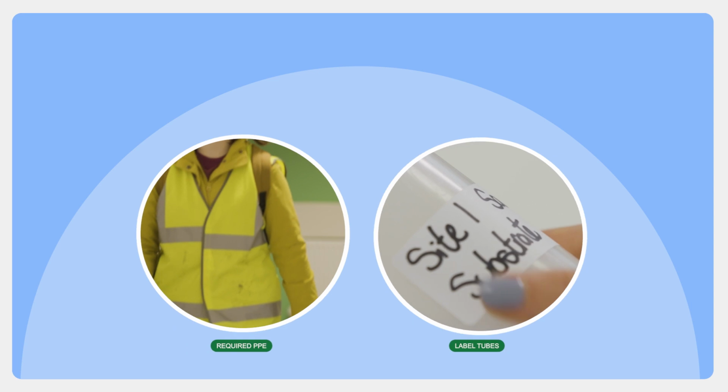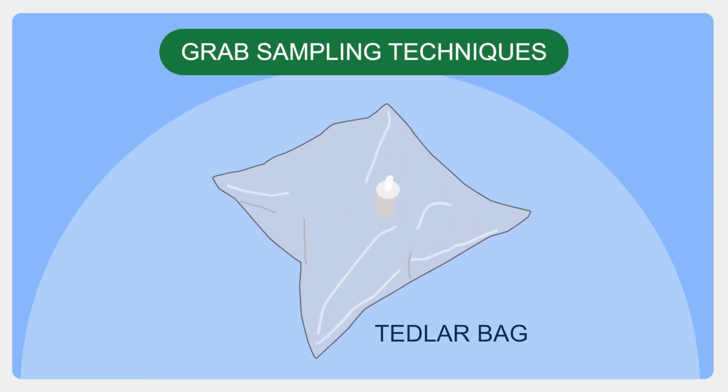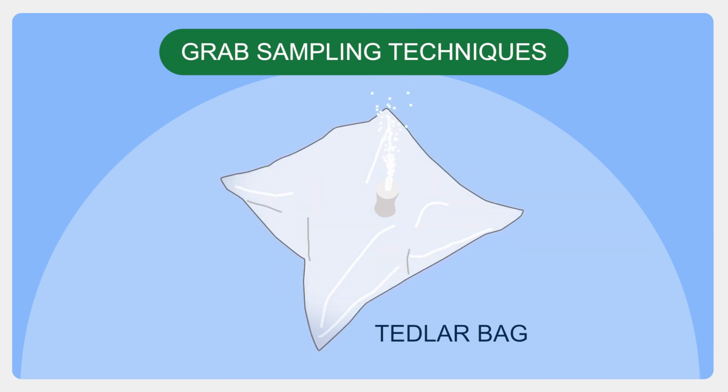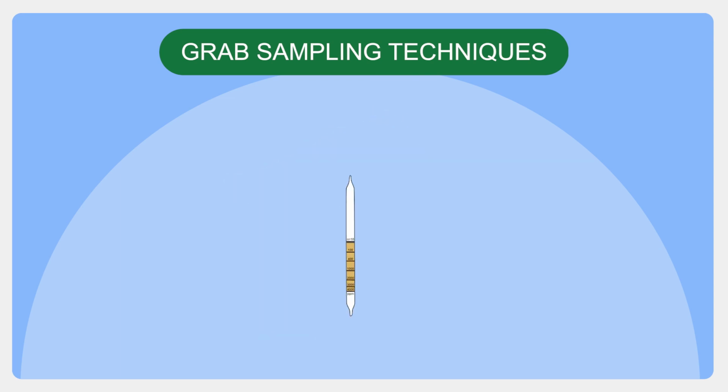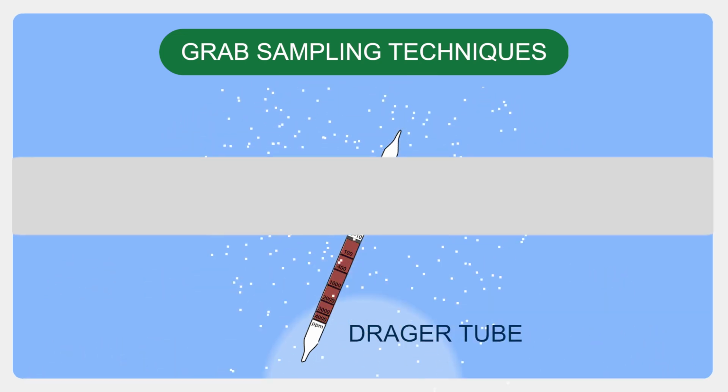There are several grab sampling techniques that could be used, including Tedlar bags, which allow an air sample to pass into a clean and secure bag via a control valve. These can then be carefully sealed and transported for analysis. Draeger tubes are simple tube devices filled with a media which may change colour when exposed to a certain contaminant.